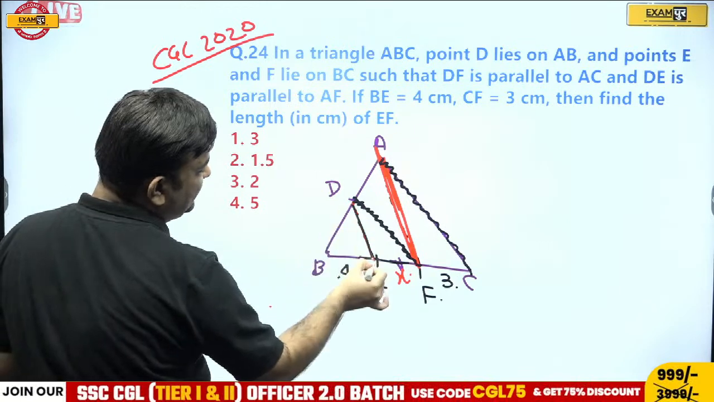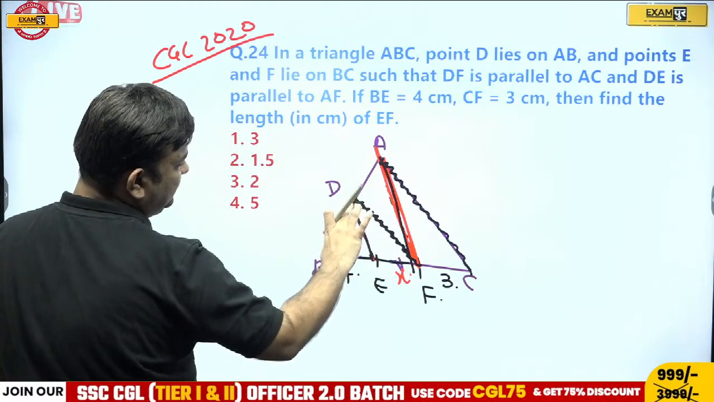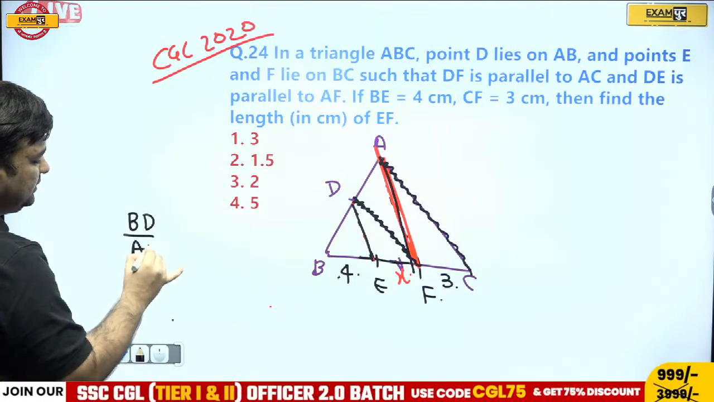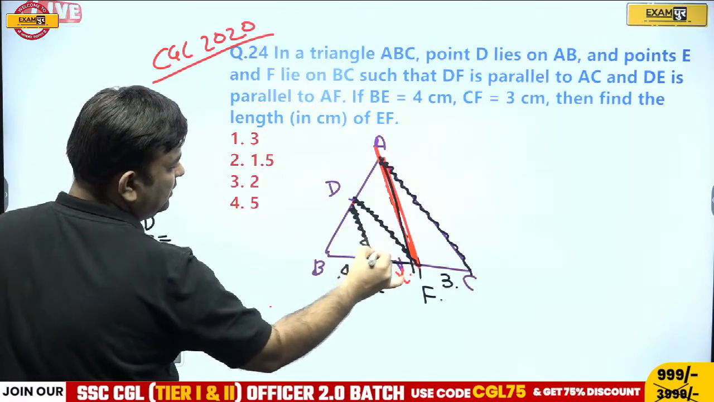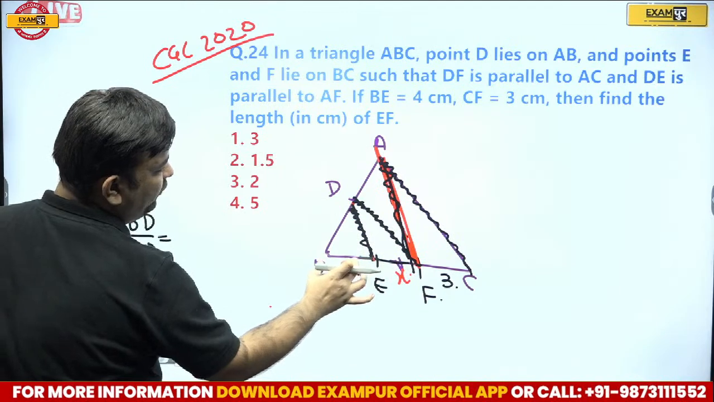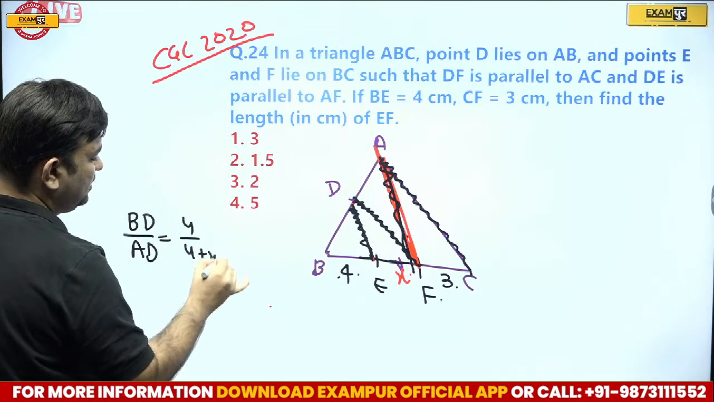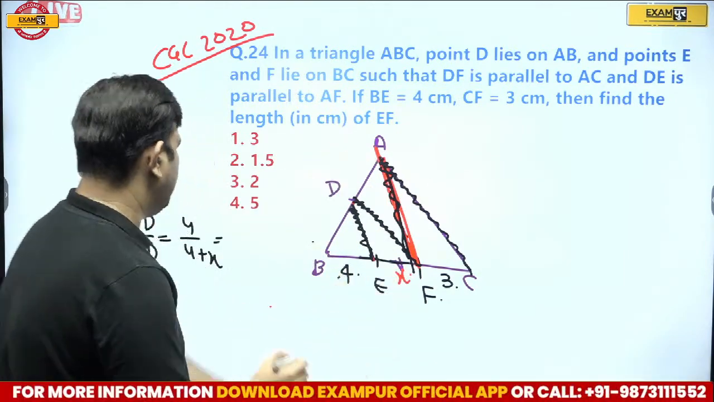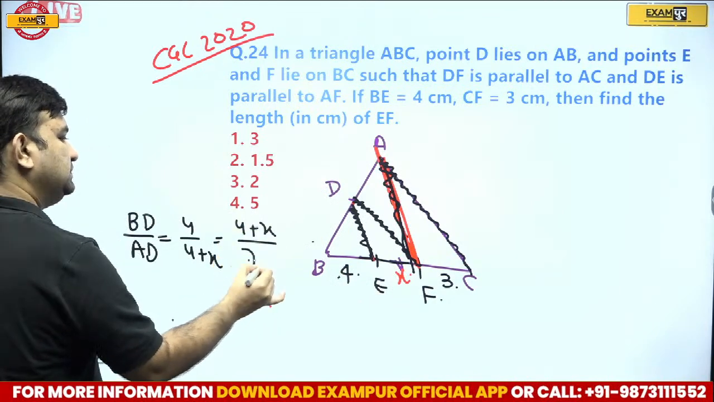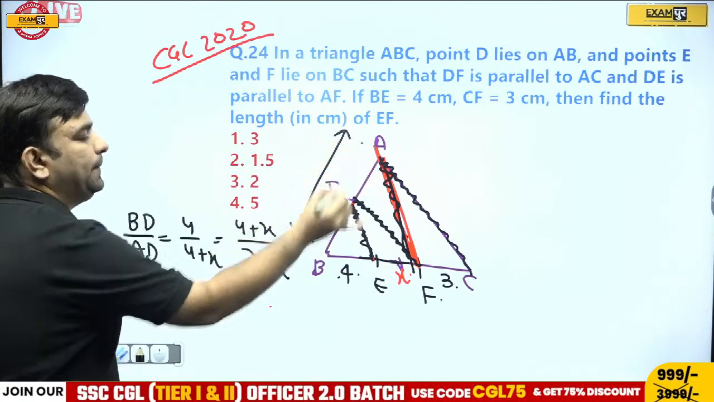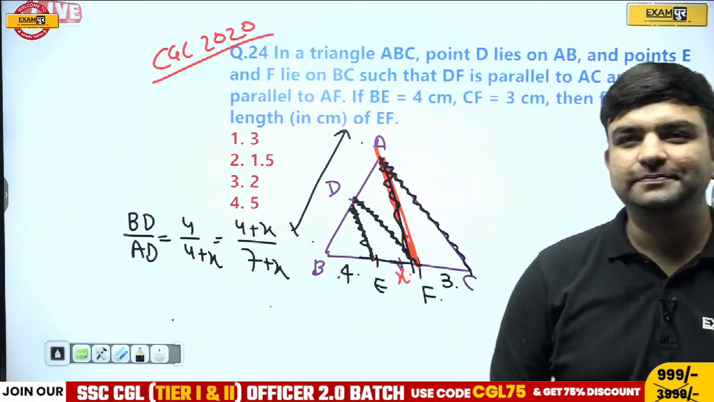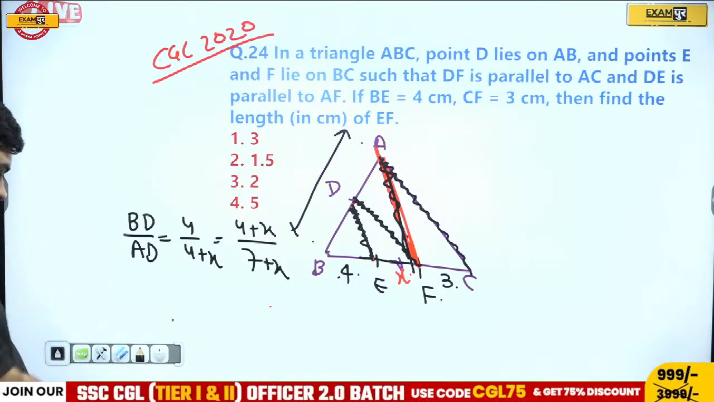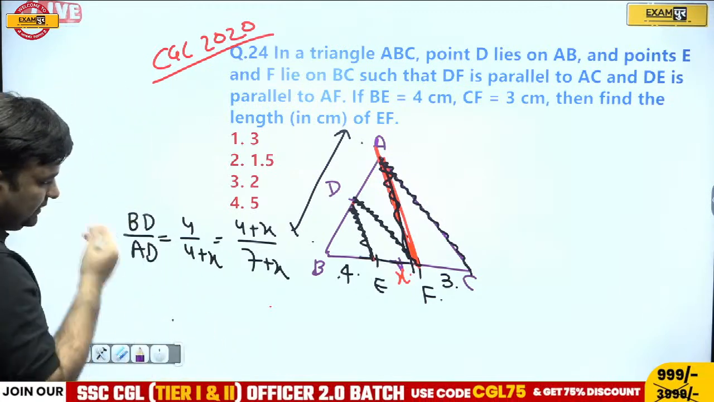From here, if you see this, guys, then BD ratio AD is 4 upon 4 plus x, and from this, guys, BD ratio AD is 4 plus x upon 7 plus x. So we have to stick to this line, guys. Yeah. ABD is the common side. Just multiply it.